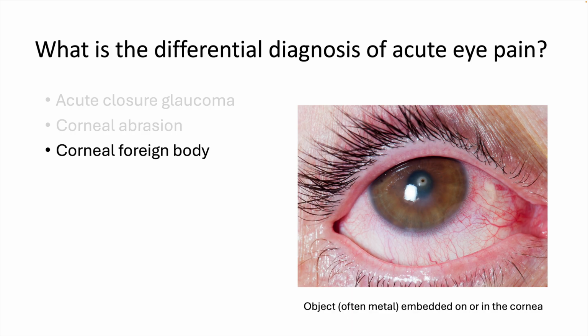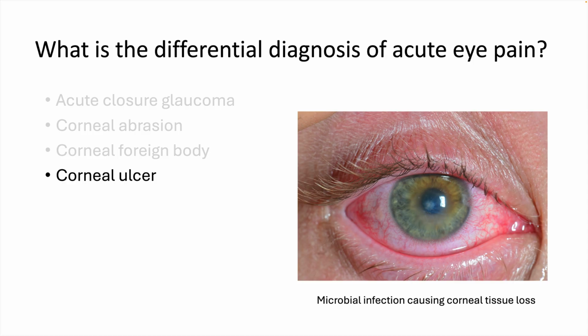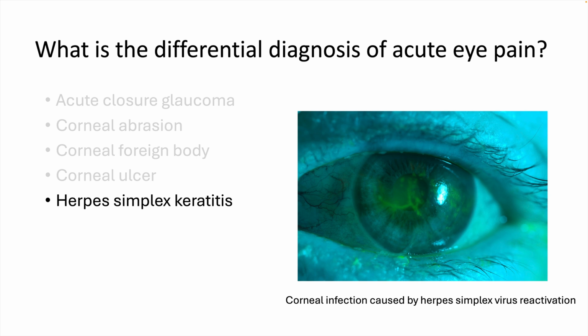cornea. The foreign body seen here is metallic. This patient has a corneal ulcer, which is defined as a microbial infection causing corneal tissue loss. Corneal ulcers are frequently attributed to extended wear contact lens use. Herpes simplex keratitis is a corneal infection caused by herpes simplex virus reactivation.